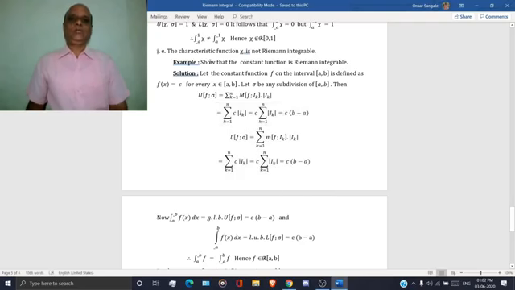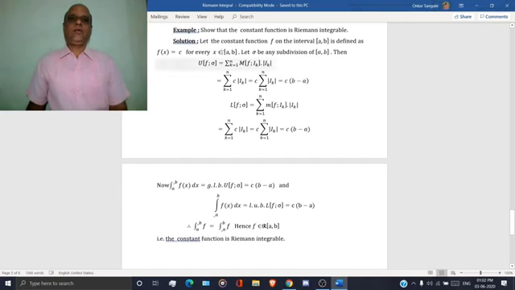The example is: show that the constant function is Riemann integrable. We will solve this. Let the constant function f on the closed interval [a, b] be defined as f of x equal to c for every x belonging to the closed interval [a, b]. Here c is a constant. Let sigma be any subdivision of the closed interval [a, b].